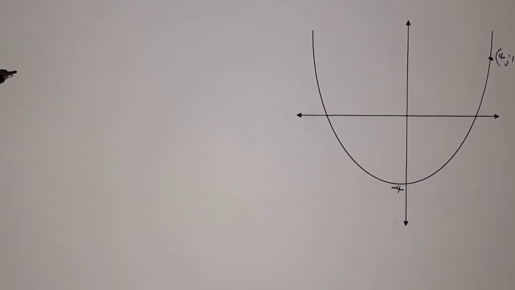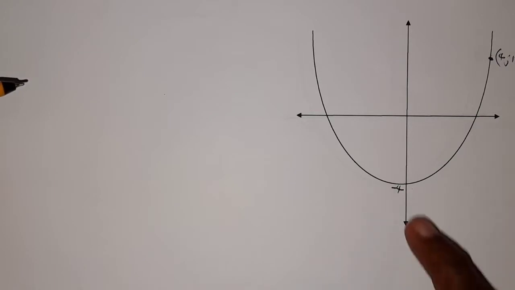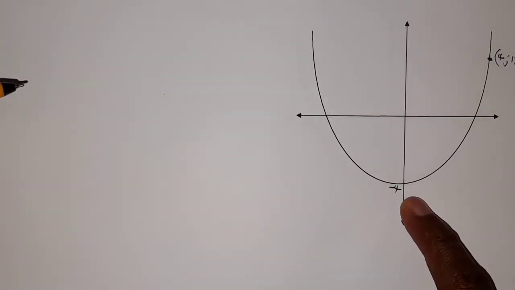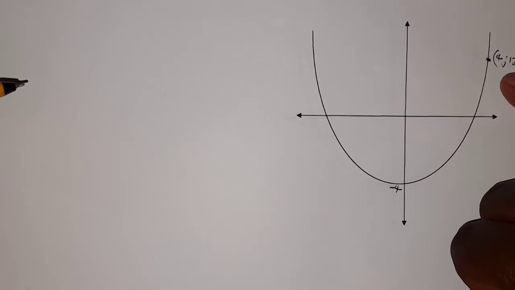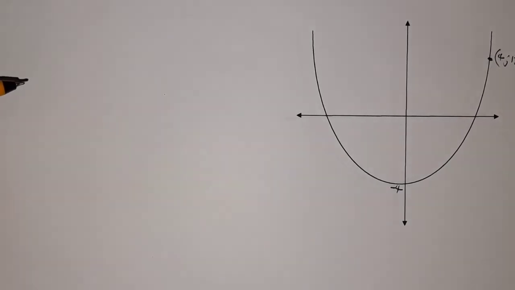Let's look at functions in grade 10. The question that we want to look at right now is when you are given a graph and you are asked to determine the equation of that particular graph. Now this one is a parabola. You are given the y-intercept and another point. You need to determine the equation of this function. How do we do that?